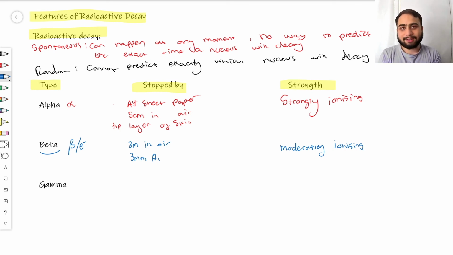Now, if you've forgotten what ionizing means, to ionize means to knock electrons off. That's really problematic for organic beings like us, because if you knock electrons off, say DNA, that can mutate it, it can cause cancers, right? So that's what ionization is, removing electrons.